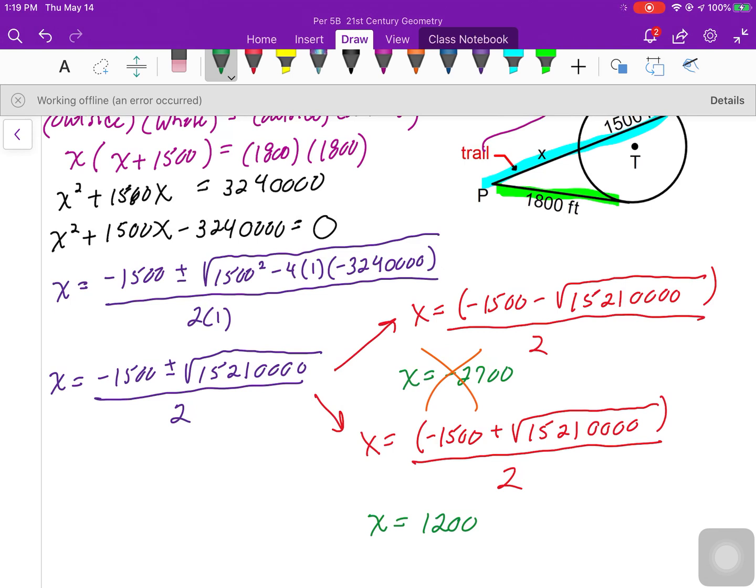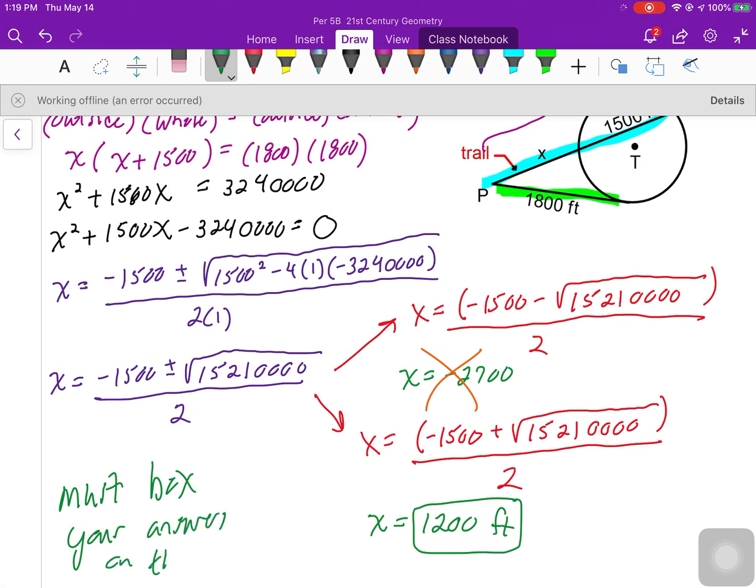Once again, x was a distance along a trail. You can't have a negative distance, so we can't use this one. So our answer is just going to be the bottom one, but we do have to label it, and it's labeled in feet. So this would be our answer. And again, you must box your answers on the test.